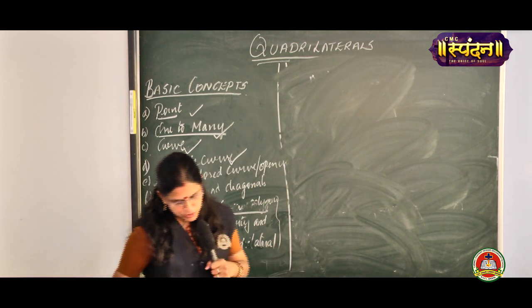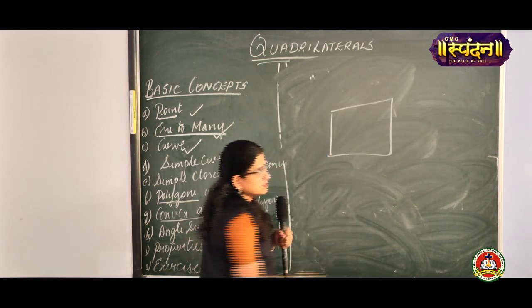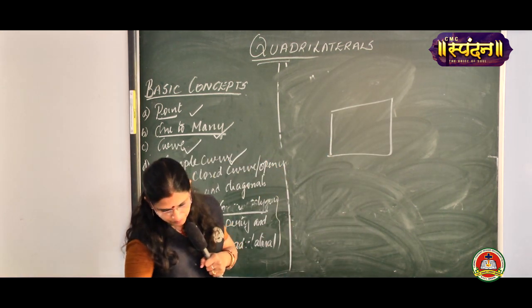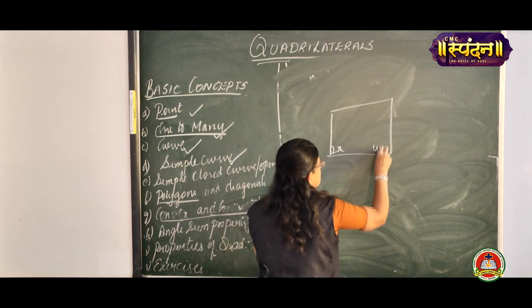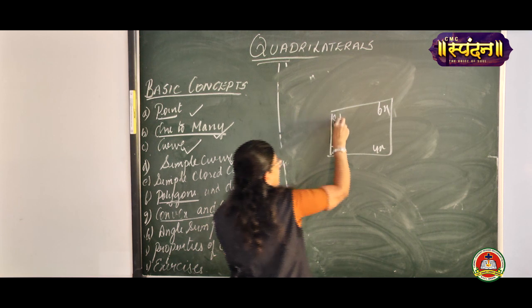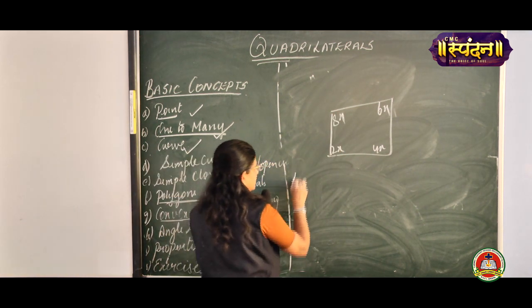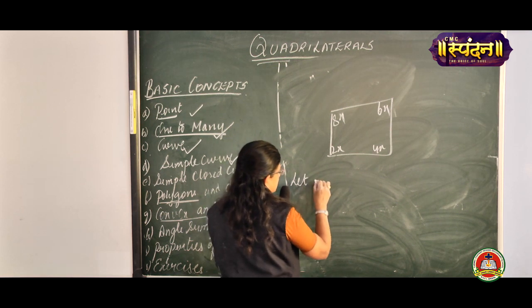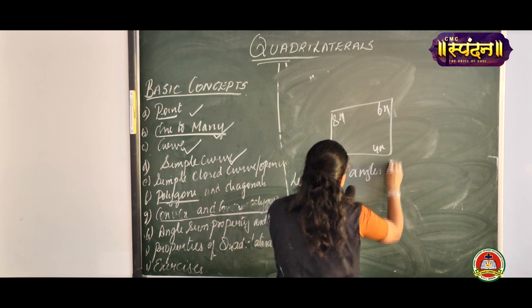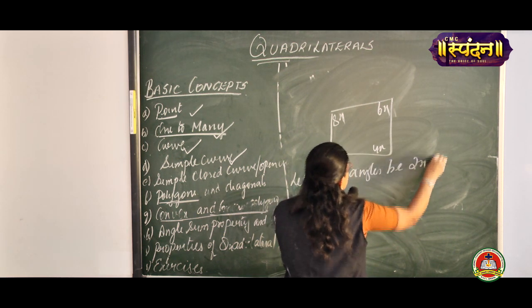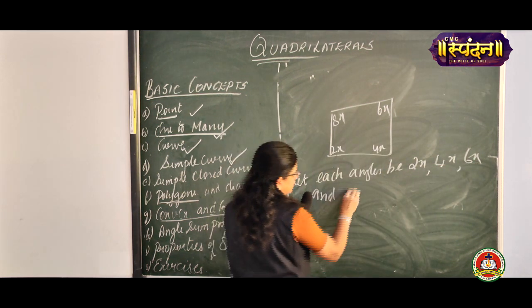So whenever a ratio is given, the angles are given in the form of a ratio. What is the ratio given? 2x, 4x, 6x and 8x. So whenever the ratio is given, the first step you have to write is: let each angle be x. Let the angles be 2x, 4x, 6x and 8x respectively.